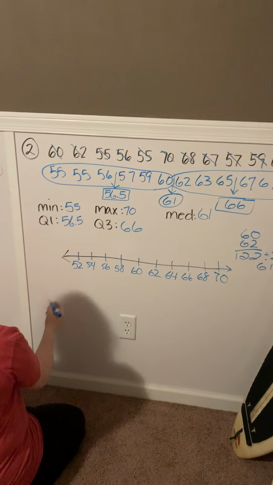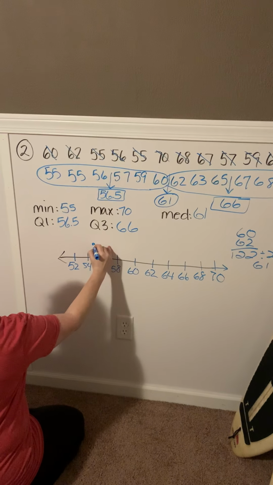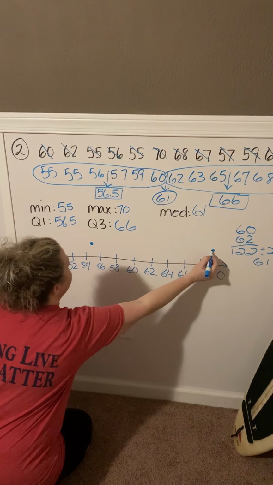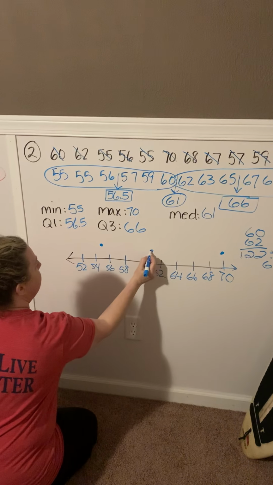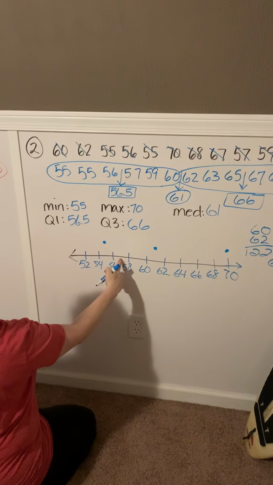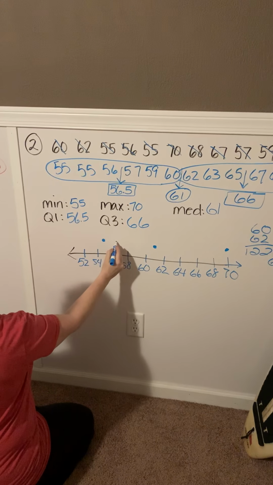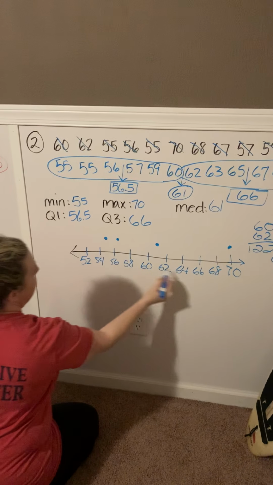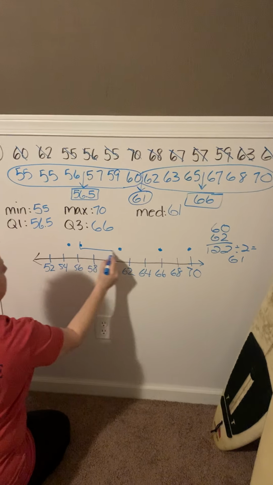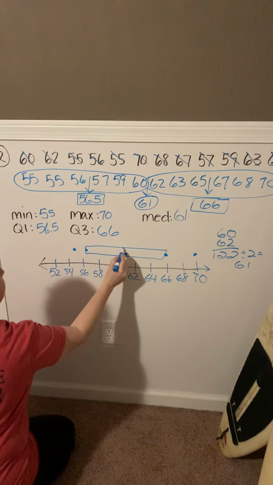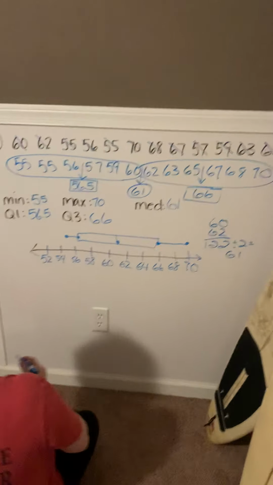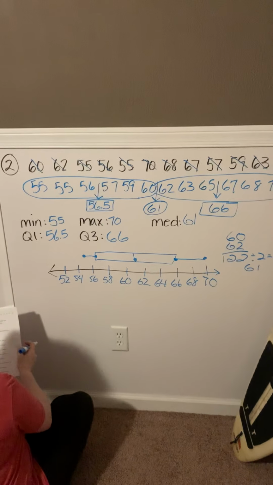All right, so we're going to do 55, which is going to be right here in between 54 and 56. We're going to do 70, 61, 56.5. So right in the middle is 57. So I'm going to go right here. And then 66. Our median is 61, which is right here. So we're going to cover that with the box. And then our whiskers.